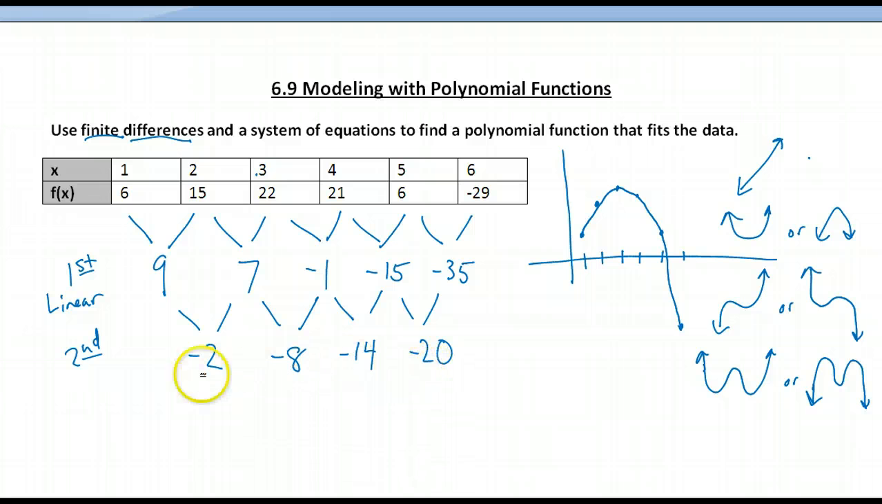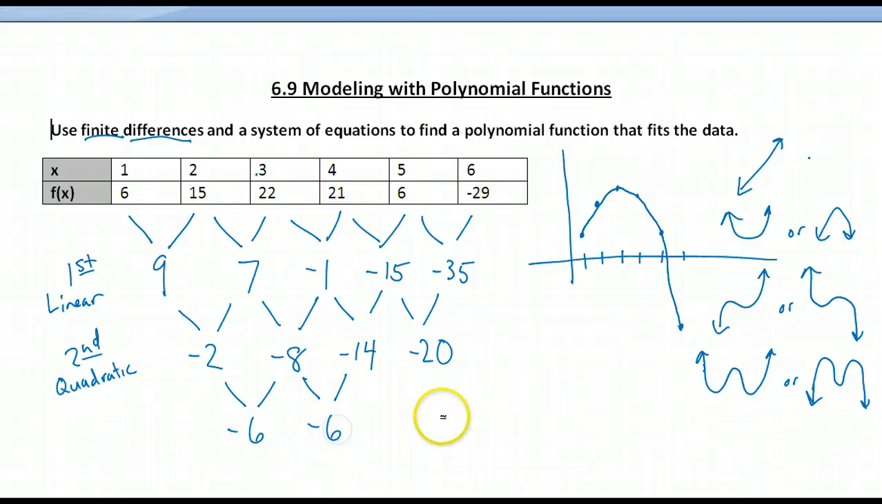If these numbers were constant all the way across, if this was the same number over and over again, I would have a quadratic polynomial. So this polynomial is not linear and it's not quadratic. So I need to keep going. Negative 8 minus negative 2 gives me negative 6. Negative 14 minus negative 8 gives me negative 6. Negative 20 minus negative 14 gives me negative 6.